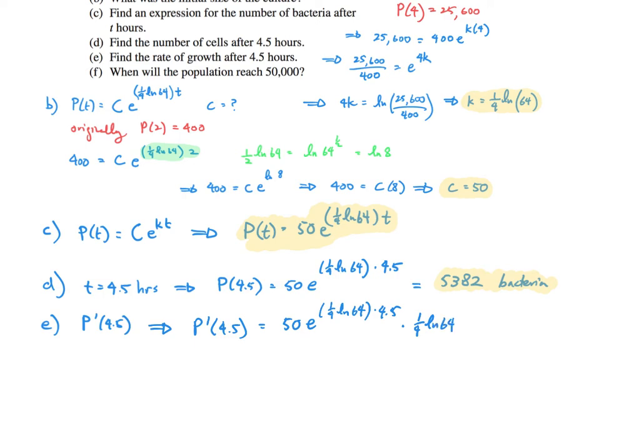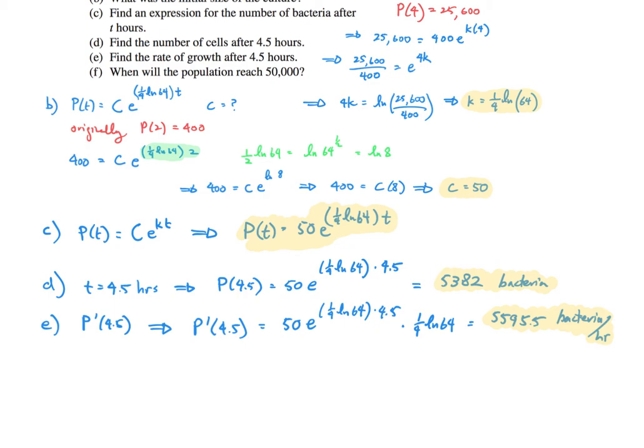And when I pop this number into the calculator, I get 5,595.5 bacteria per hour. We want to include the units. We want to make sure that we see it's a rate of change. So this is what we get.